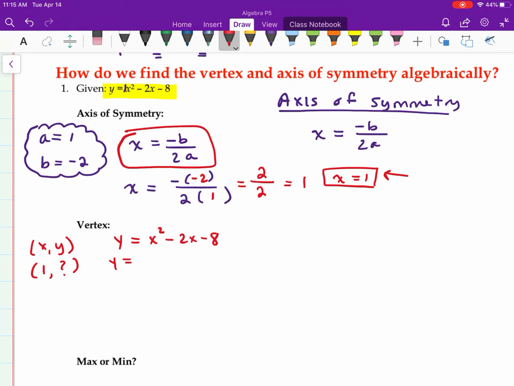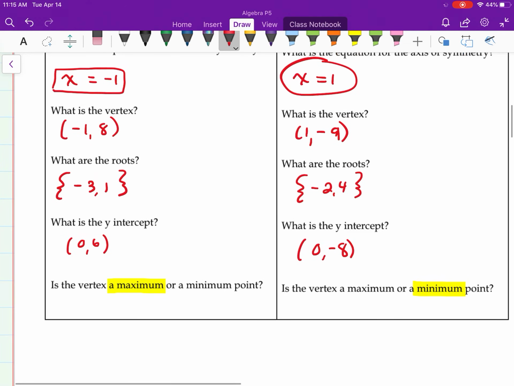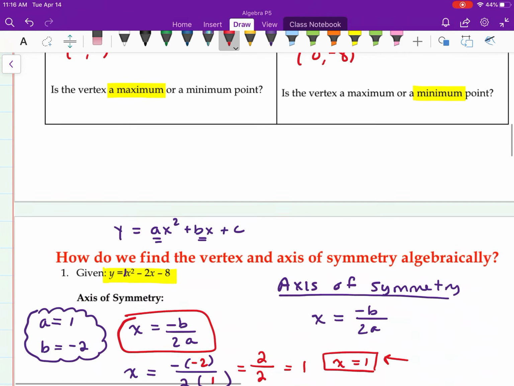So this would be y equals 1 squared minus 2 times 1 minus 8. Notice how I put parentheses around the 1. You always want to make sure you do that. You can put that in GeoGebra. You can use a calculator, whatever you want. This simplifies to be 1 minus 2 minus 8. And that comes out to be negative 9. So now this negative 9 goes right there. And so the final answer for the vertex is 1, negative 9. And if you notice, that's what we already knew. We got that over here when we did it graphically.